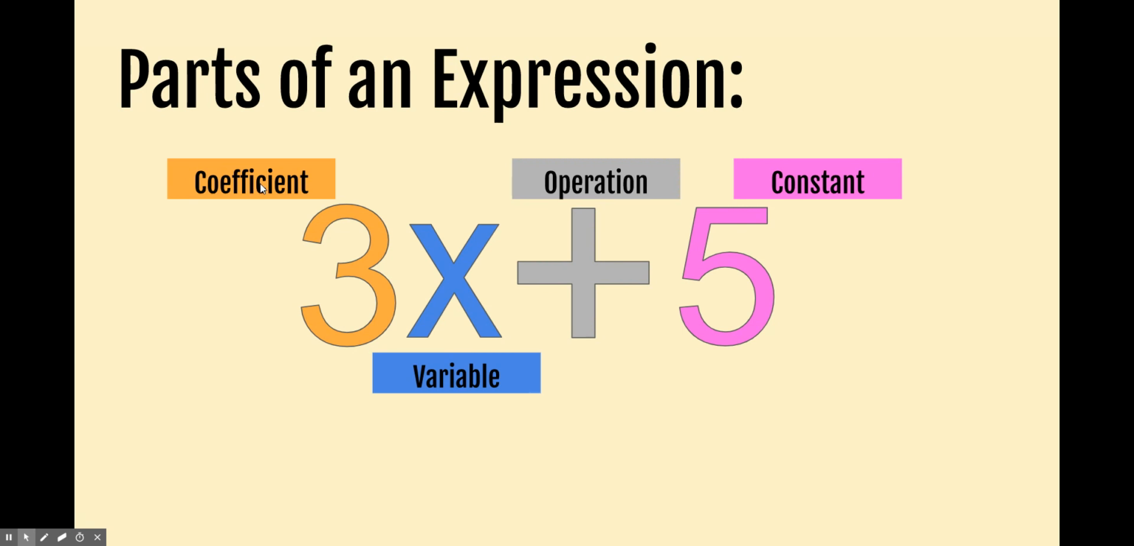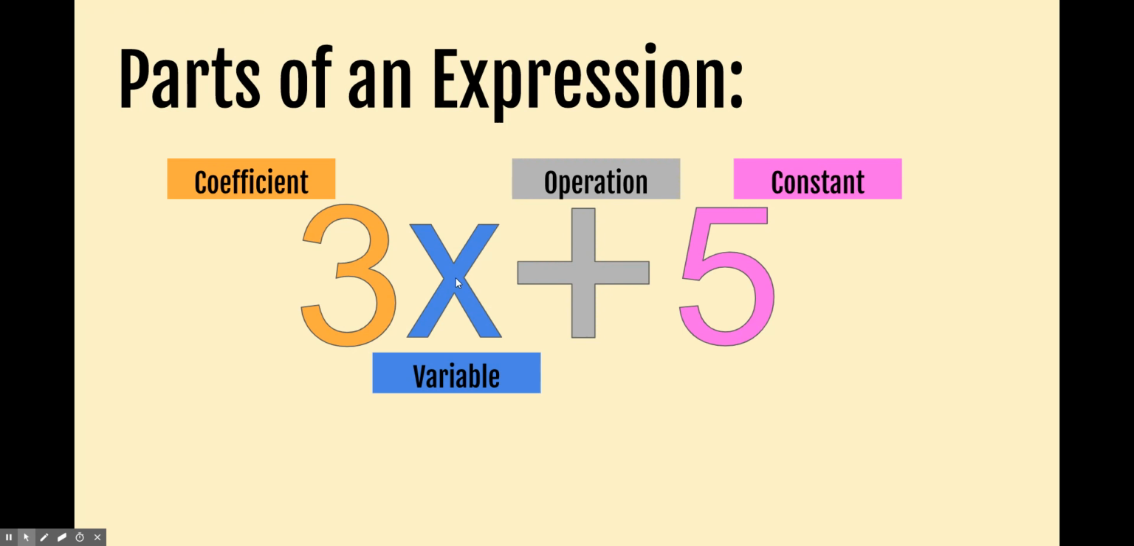So think about a coach or a co-teacher or something, somebody who's with another person. So this 3 is a coefficient, meaning it goes with the variable. And then a number without any variables is called a constant, because this is never ever going to change. It's always going to stay plus 5.